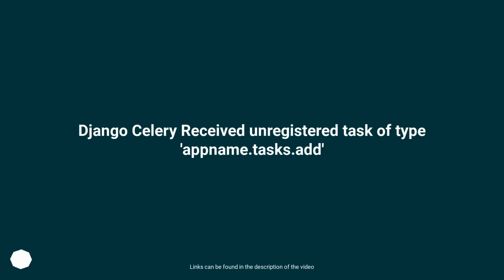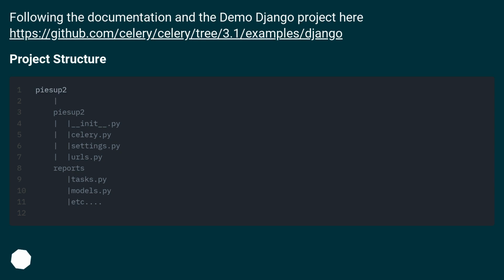Django Celery: received unregistered task of type appname.tasks.add. Following the documentation and the demo Django project here, this URL. Project structure.